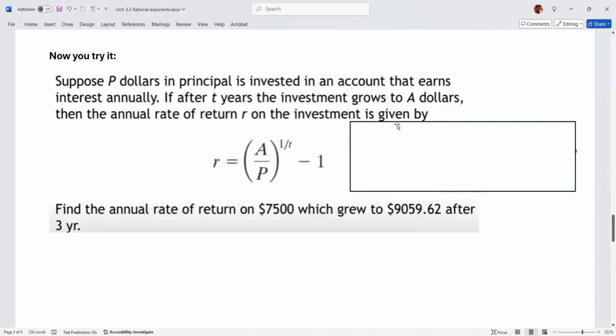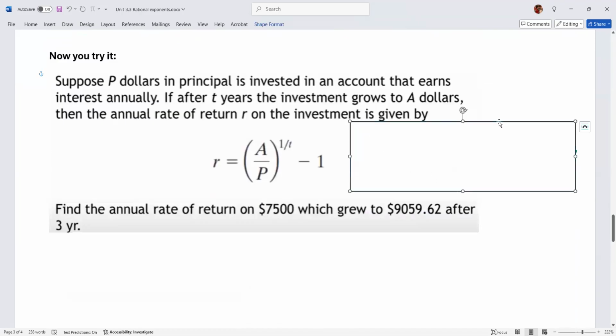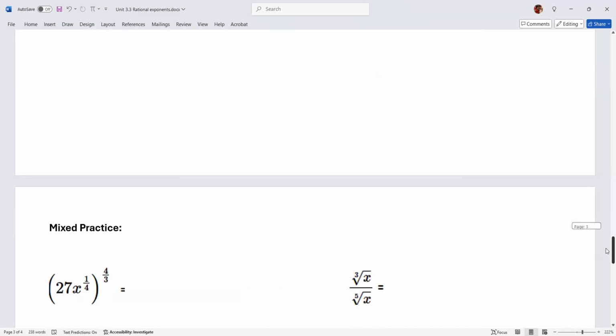Here's another one. I'll pause it. I'm just going to go ahead and click out of it. Let's see if you get the same answer. Ultimately 6.49%. Just substitute in the values.